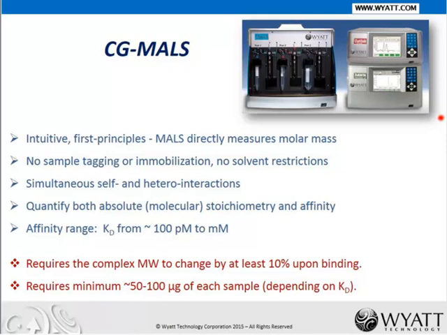But CG-MALS does require the complex molecular weight change to be at least 10% upon binding. Also, it requires a minimum amount of 50 to 100 microgram of each sample.